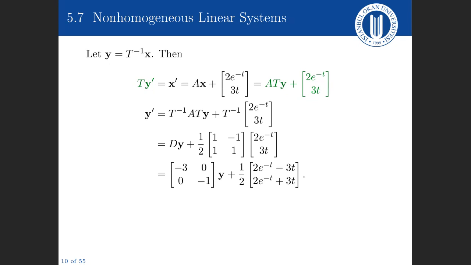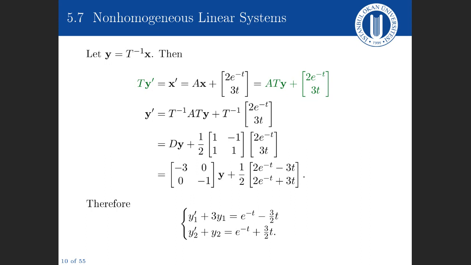Substitute in T inverse and calculate this. We have the diagonal matrix [-3, 0; 0, -1] multiplied by y, and then plus the vector function, a half multiplied by [2e^(-t) - 3t, 2e^(-t) + 3t]. So the linear system that we need to solve is y1 prime plus 3y1, I'm taking y1 over to the left so it becomes plus, is equal to the function e^(-t) - 3t/2. We know how to solve this. We did this in chapter 2. And then we have the second equation, y2 prime plus y2 is equal to e^(-t) + 3t/2.